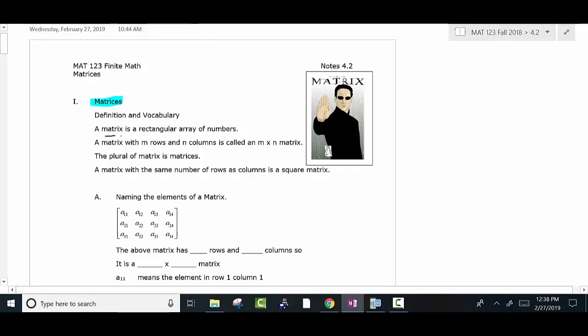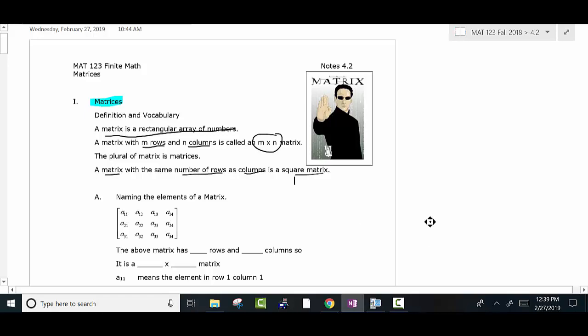Okay, so what a matrix is, it's just an array of numbers, a rectangular array. It has a certain number of rows and a certain number of columns. We call it an M by N matrix. I'll explain what that is in just a minute. And we have a couple other things. If you have a matrix that has the same number of rows and columns, it's called a square matrix.